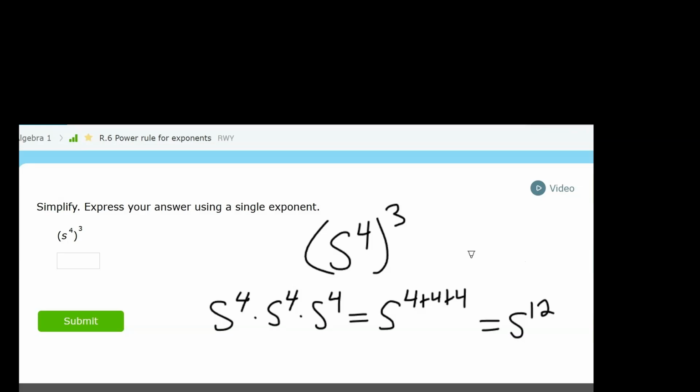Alternatively, another way to think about this is that you can multiply the 3 and the 4 together, and you would get s to the 4 times 3. And that would also give you s to the 12th. Okay?